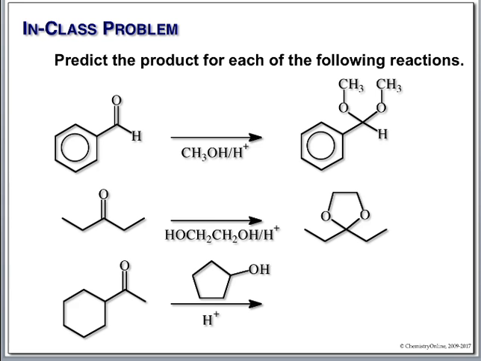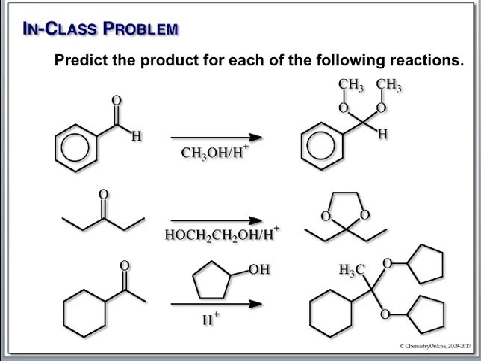But actually, it doesn't matter what alcohol you use, even something like cyclopentanol, we're just going to add it twice to our ketone carbonyl here, and we would make something like that. Remember, all of these are easily reversed by just dumping it into water with a little bit of mild HCl. Any questions?